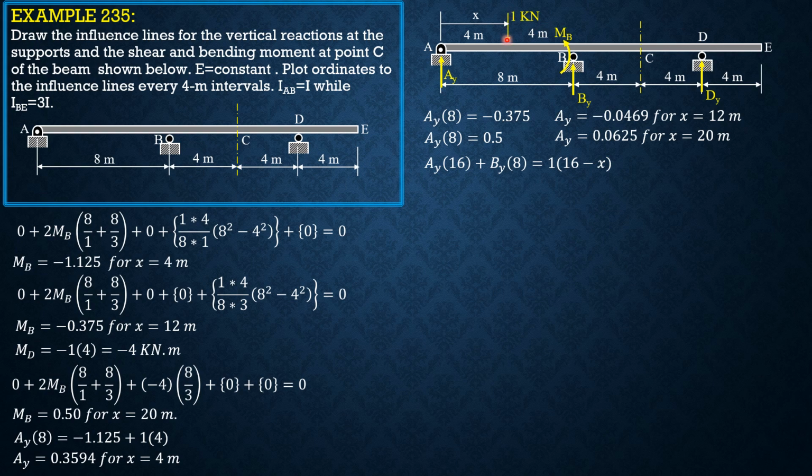The distance of the unit load in general in terms of x is 16 minus x from D. So we can derive BY. Generally, BY equals 1 over 8 of 16 minus x minus 2AY. This is for all values of x. Then summation of forces in y equals 0. So that means AY plus BY plus DY equals 1. So DY equals 1 minus AY minus BY.